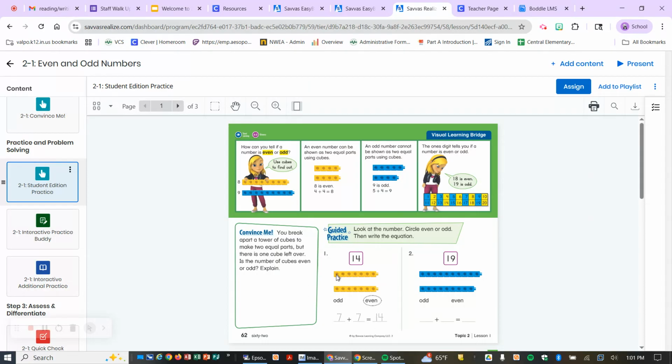For this one, we have even blocks. 7 on the top, 7 on the bottom. 7 plus 7 is 14. Each block has a partner. If I pair them up and down, that's an even number.